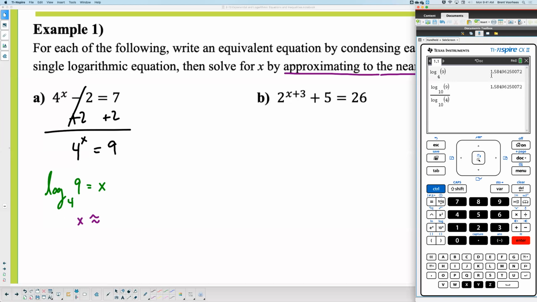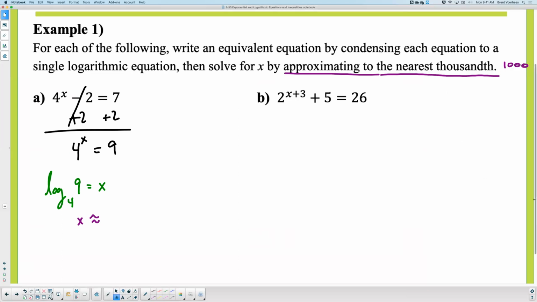So what are we going to say our answer is when we round? 1.585. 1.585 is going to be our first answer. Very good. There's our first solution of the day. Okay, let's reload and start with problem B.